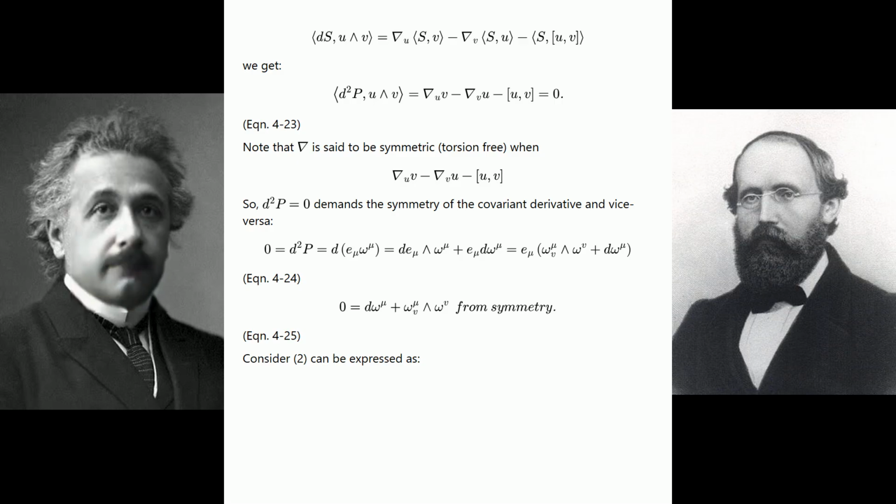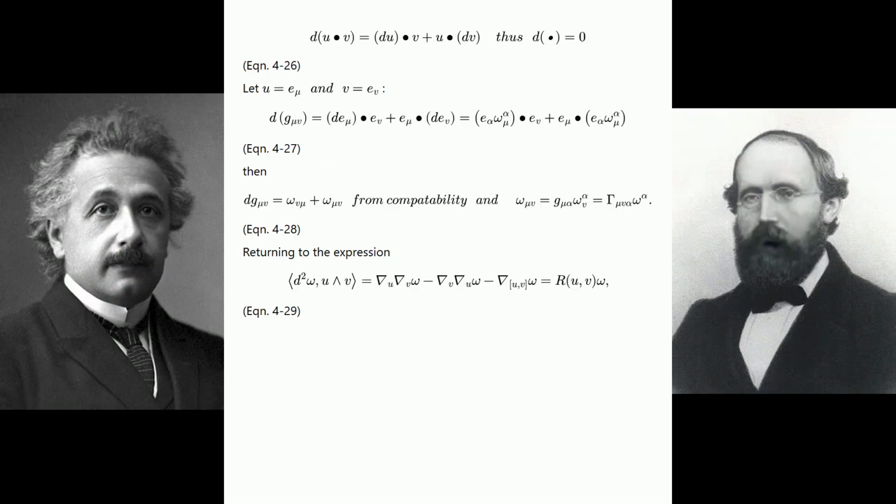Equation 4-24. Consider 2, which can be expressed as equation 4-26. Let u equals e sub mu, wedge, e sub mu equals e sub v. Equation 4-27. Then, equation 4-28. Returning to the expression, the bracket d squared omega, u wedge v, equals gradient sub u gradient sub v omega minus gradient sub v gradient sub u omega minus gradient sub of the bracket u v omega equals R of u v omega.